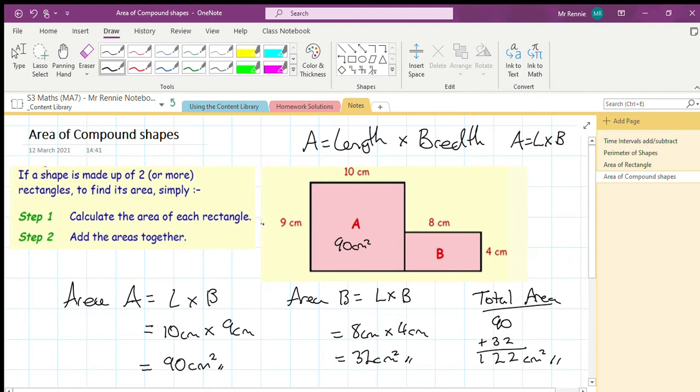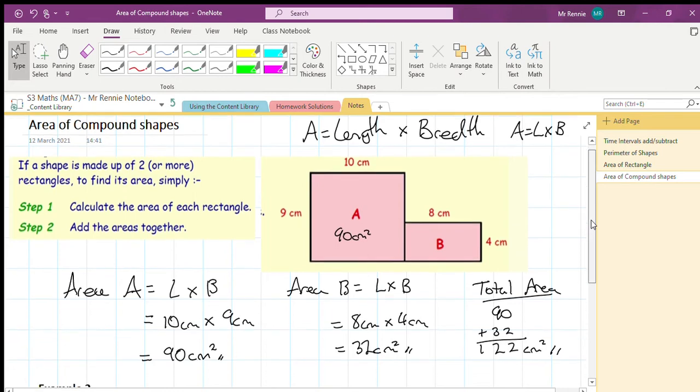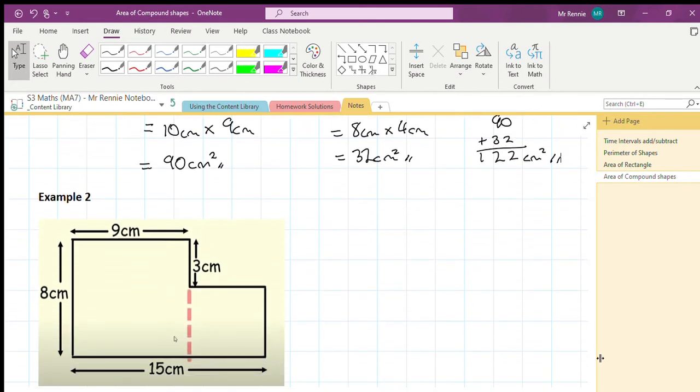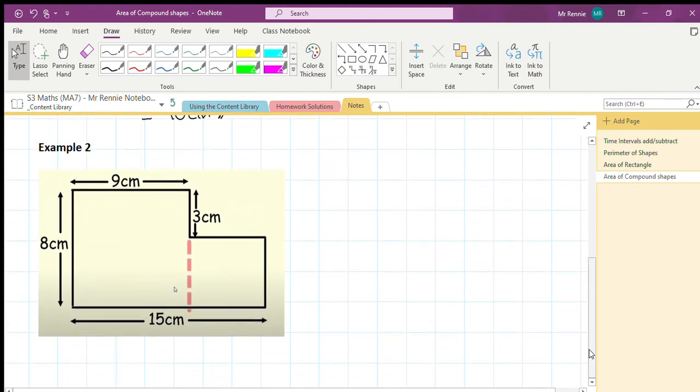So if you've paused that and copied that down as we went, good for you. We're now going to look at a second example. We're just going to see how we split them up and we'll calculate the areas as well. So I'm going to get you to copy this down. If you pause this video and copy down example 2. You'll see here that I've added this dashed line into my question so that you can see that I am splitting these two rectangles up.